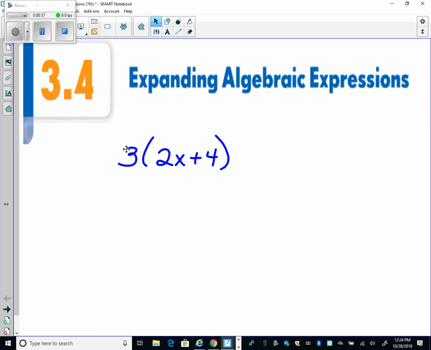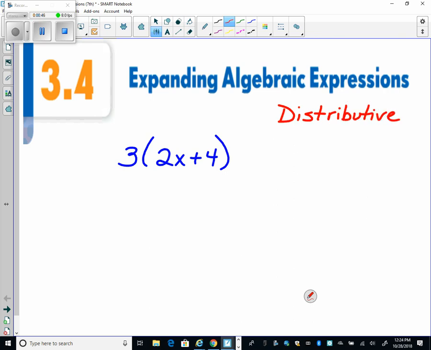Another name for expanding is what is called the distributive property. Which means you are taking what is outside the parentheses and distributing it to everything inside the parentheses. So if we look at the example on the board, I'm starting with 3. I'm going to take 3 times the first term within that set of parentheses. Now we are going to take the 3 times the coefficient of 2. 3 times 2 is 6. Drop down the variable. Then you're going to distribute the 3 to the second term in the set of parentheses.